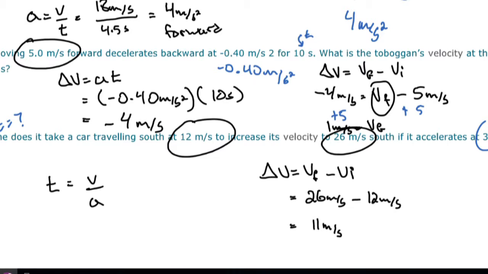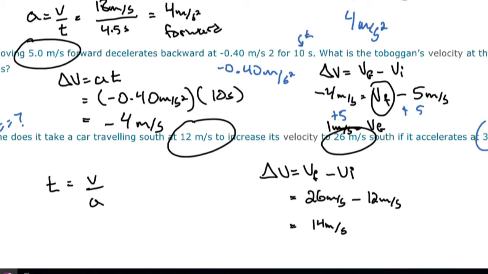Not 11, 14. Thank you, Josh. Sometimes when you just try to do things in your head, it doesn't work out as well as you'd hope. All right, 26 minus 12. How did I get 11?